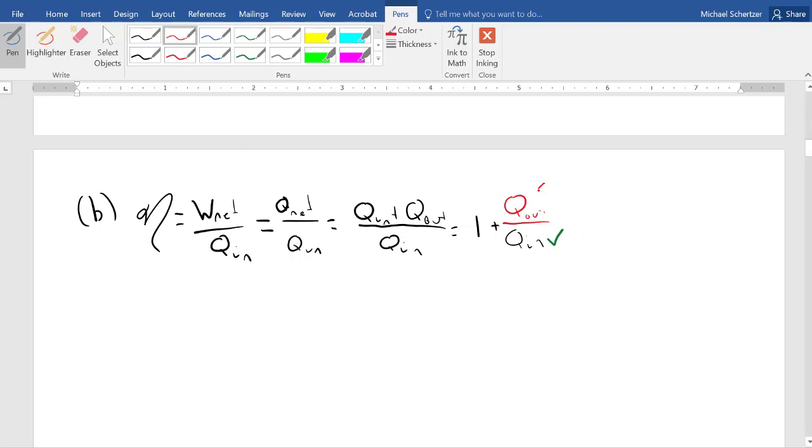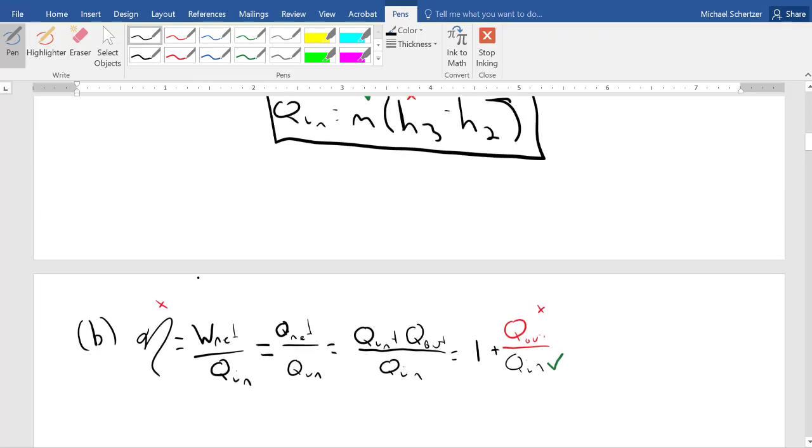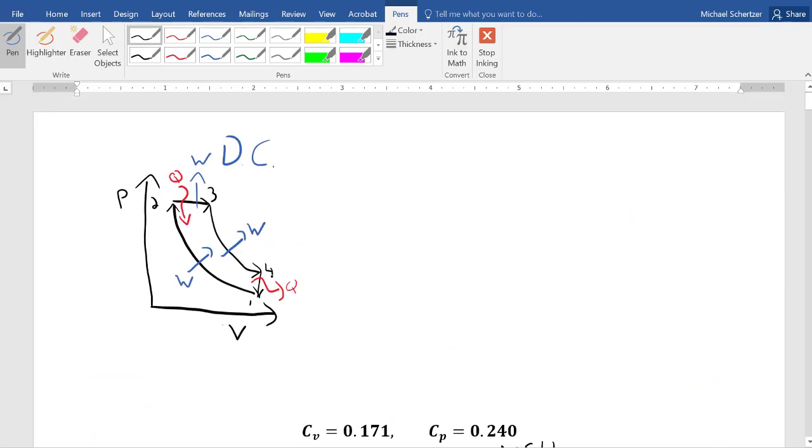Unfortunately, or at least I have an equation for it, right? I don't have a numerical value for it, but I don't know the efficiency. I don't know Q out. I don't know Q in, but I can get Q out if I look back at my PV diagram. So here, Q out happens over here. Heat is leaving as I move from state 4 to state 1.